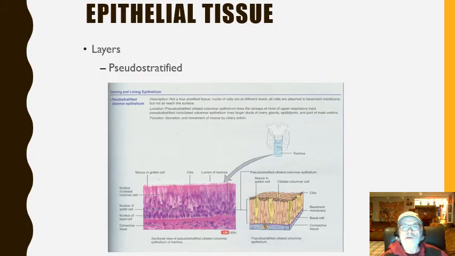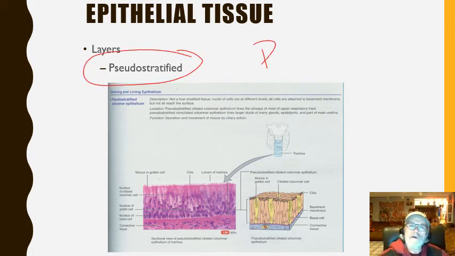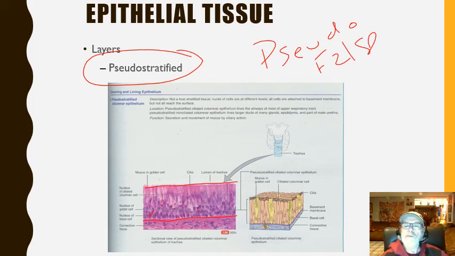And pseudostratified. Pseudo, P-S-E-U-D-O, means false. Okay, and it looks stratified. So if you looked at that layer down here, here's my basement membrane right here. Here's the columnar. It looks like there's multiple layers because there's a nucleus, there's a nucleus up in here, nucleus. They're all in different layers. However, because of the way the cells are, some of them are higher than the others, and as a result, the nuclei don't line up.